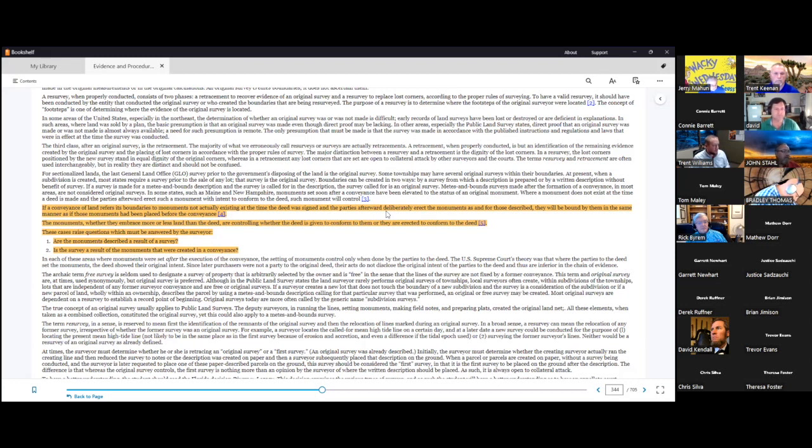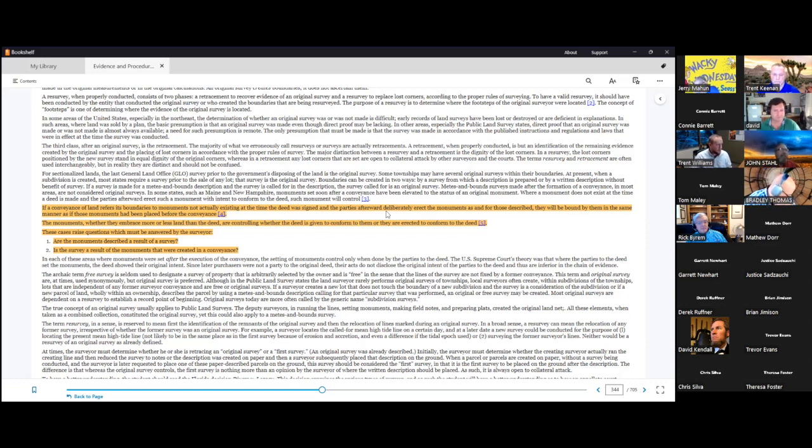These cases raise questions which must be answered by the surveyor. Are the monuments described a result of a survey, or is the survey a result of the monuments that were created in a conveyance? And that gets to trying to feel comfortable with gathering all the evidence and trying to make an answer to those decisions that we've talked about. How do you know which one came first in many cases, and how do you honor those if there are some discrepancies in there? And again, like Trent said, defend your survey at the back end of what you came up with.